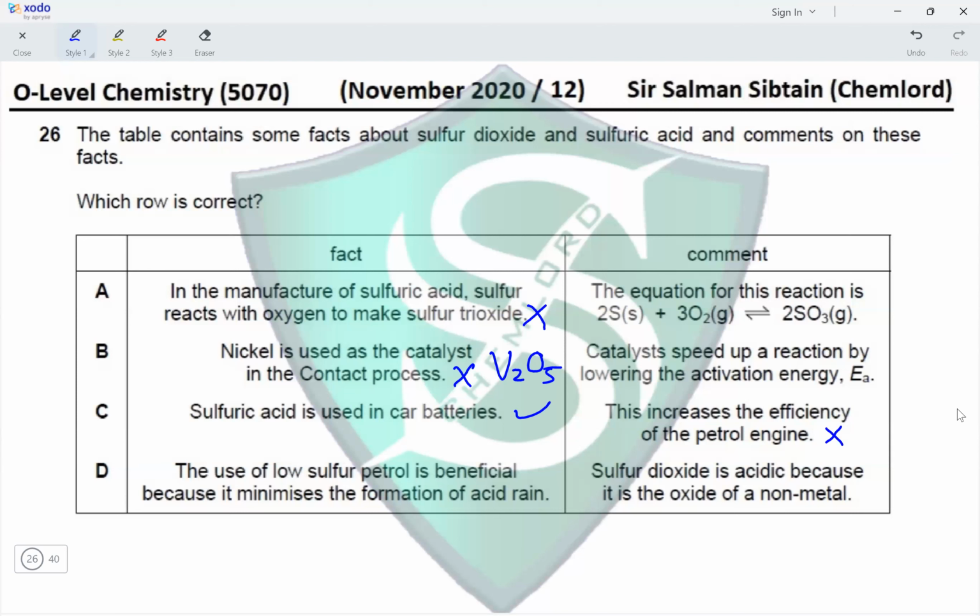Next, D. The use of low sulfur petrol is beneficial because it minimizes the formation of acid rain. Yes, sulfur present in the fuel as contaminant burns in oxygen from air to form sulfur dioxide, which is the main contribution to acid rain by the exhaust emissions of cars. So this fact is correct. Now let's look at the comment. Sulfur dioxide is acidic because it is the oxide of a non-metal. Yes, sulfur dioxide, non-metal and non-metal. So the comment is also correct, making option D the correct option for this question.